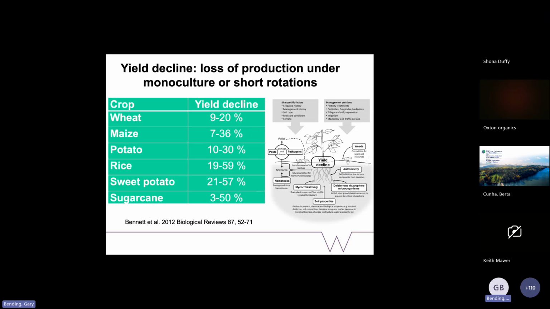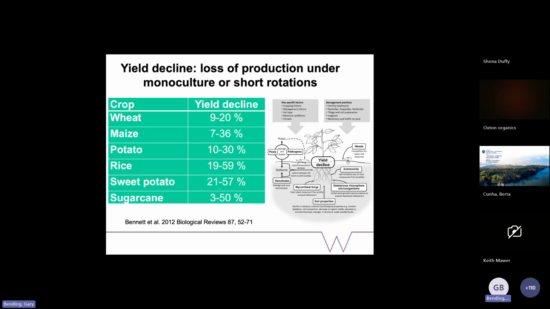And this is some data from a literature review that Amanda Bennett did when she was at Warwick. I think Amanda's now at AHDB, and she came to do a project with Dave Chandler and Peter Mills, John Whips and myself, which was about the phenomenon of yield decline. So she pulled together data from the literature to try to find, what were the implications in terms of yield loss from growing crops in short rotations or monoculture. And she collated it, and you can see some of the data is here.